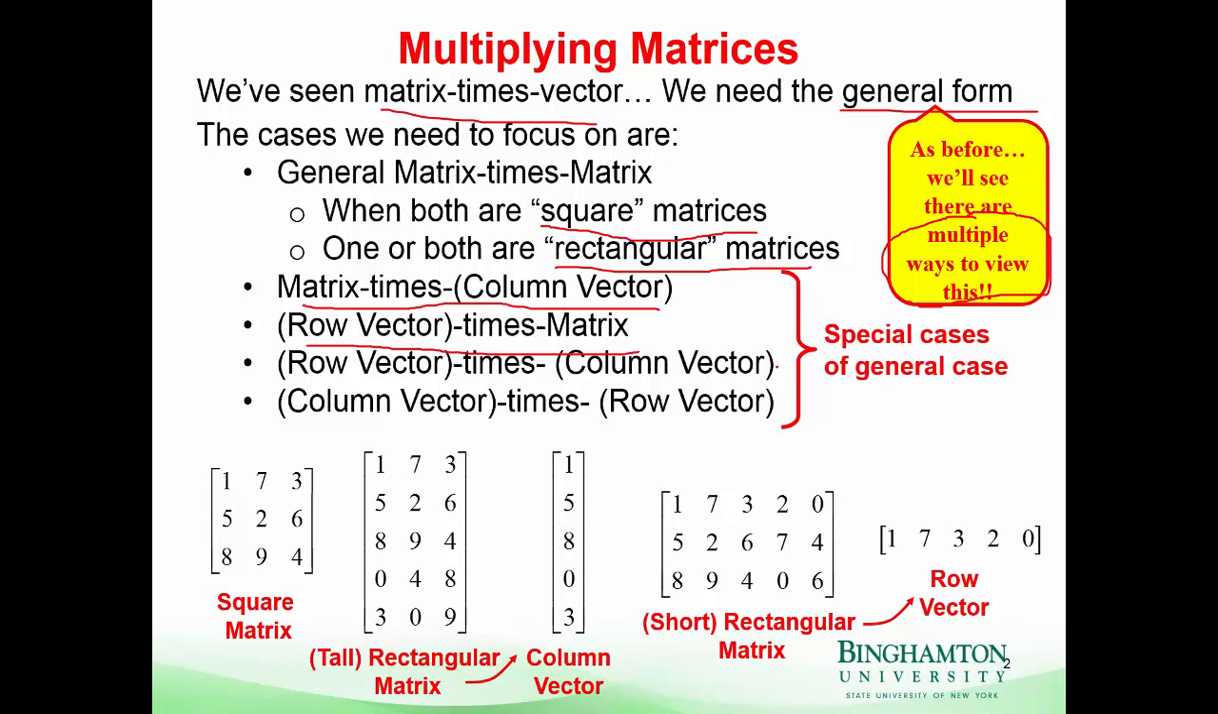I'll point out that we don't always say tall rectangular matrix. We might just say tall matrix, or just short matrix. It's pretty obvious that we're talking about rectangular matrices at that point. And if we're talking about a column vector, we'll call it a column vector. It's rare that we would actually refer to that as a tall matrix. But you should keep in mind that really it is just a special case.